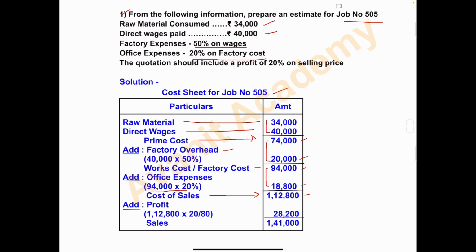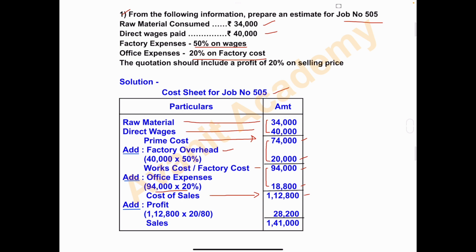But in this problem, they have not given selling price. So we have got the cost amount, total cost, that is 1,12,800. On this amount, we will calculate the profit. For that, add profit to calculate 20% profit on selling amount. So we'll think that selling amount is 100 and the profit is 20. From 100 minus 20, you will get 80. 80 is the cost.